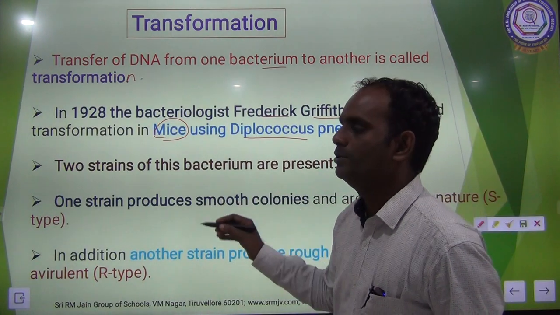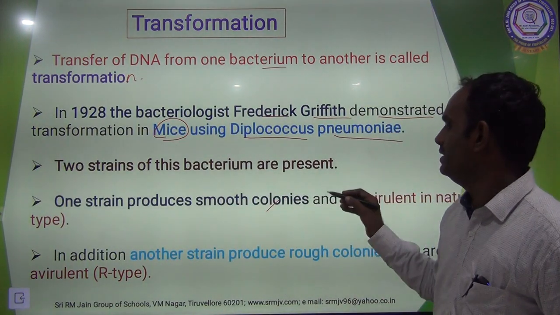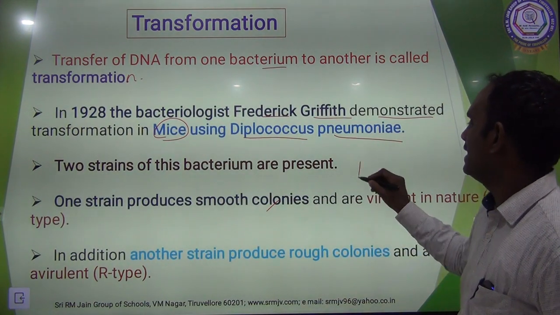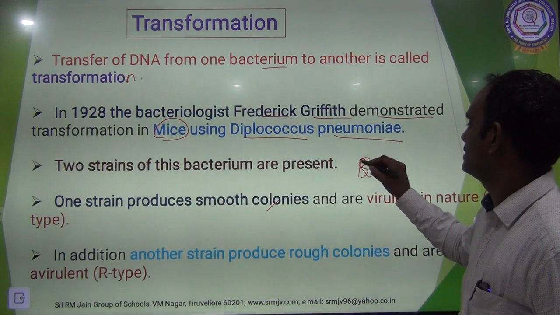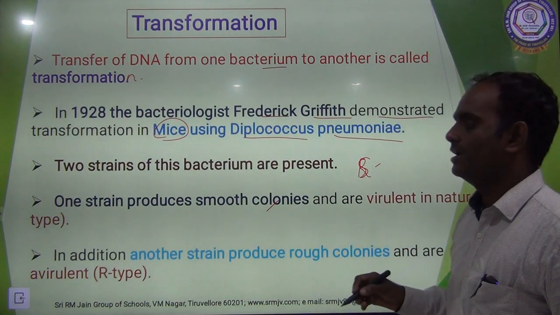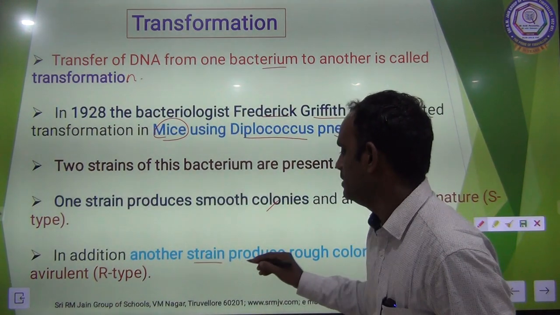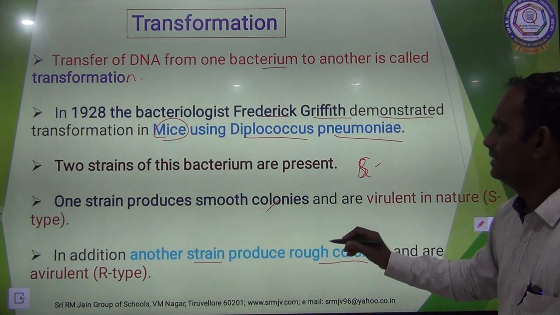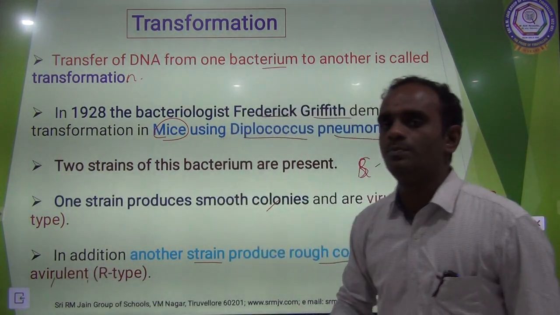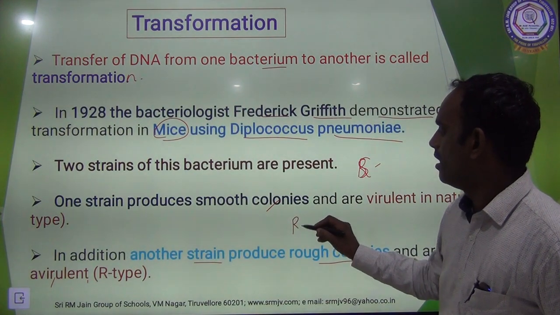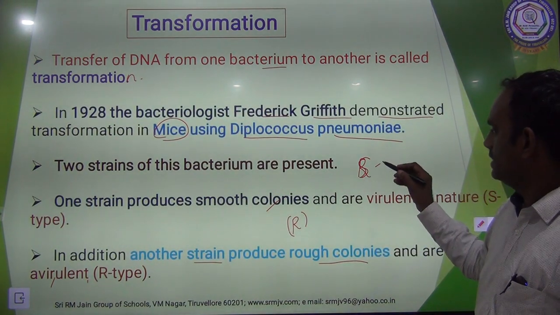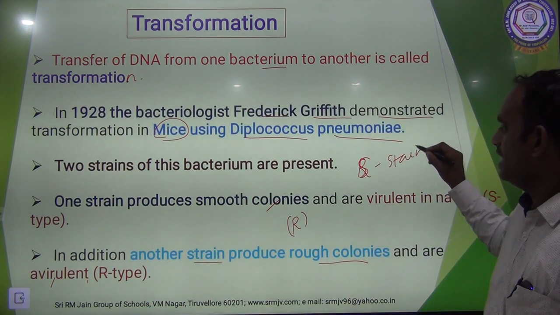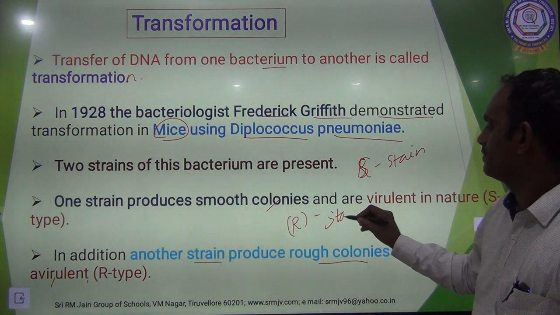One strain produces smooth colonies and it is said to be virulent strain. It is marked as S strain. Another strain produces rough colonies and it is avirulent. Avirulent means without poison. It is marked as R strain. So the two strains he used are S strain and R strain.